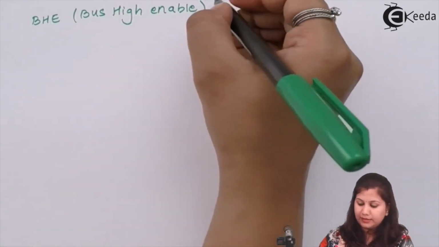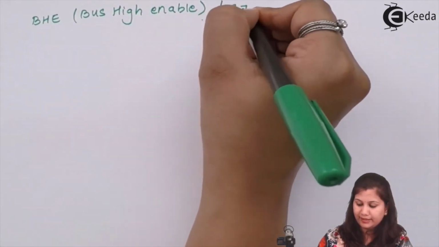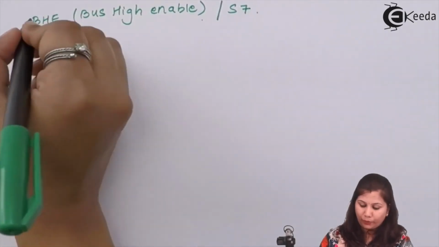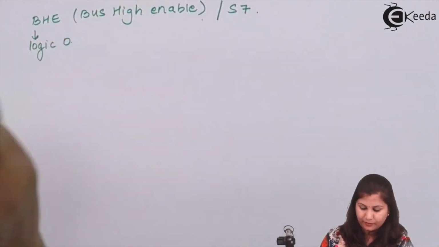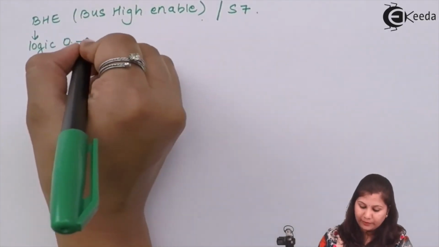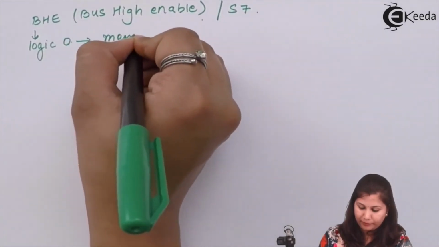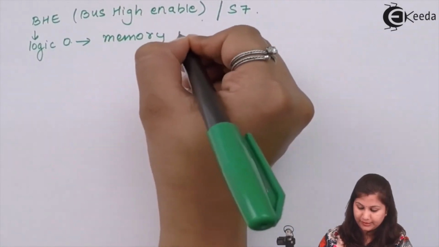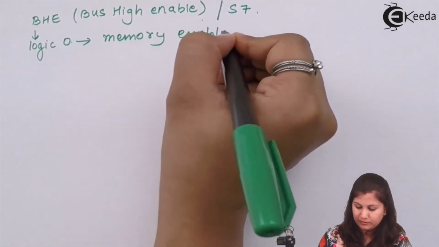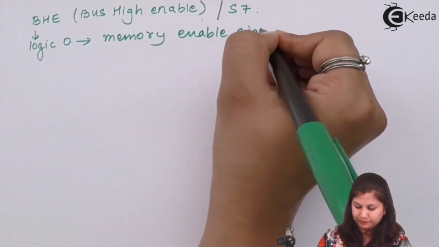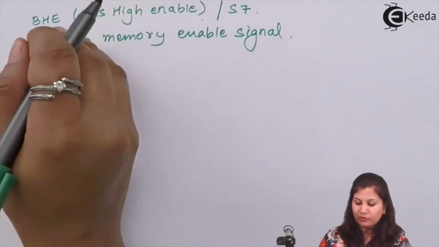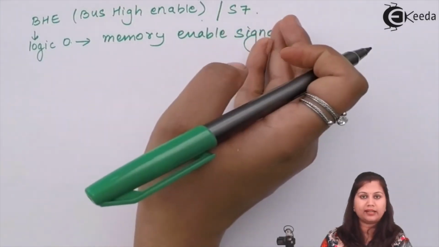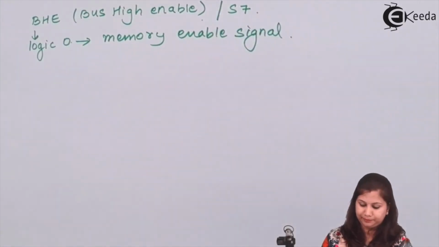Next we have the bus high enable, BHE. This signal is also used as the S7 signal. So when this signal is at logic 0, it is used to enable the memory operation. It is the memory enable signal. Okay, and when it is logic 1, it can also be used as the S7 status signal.